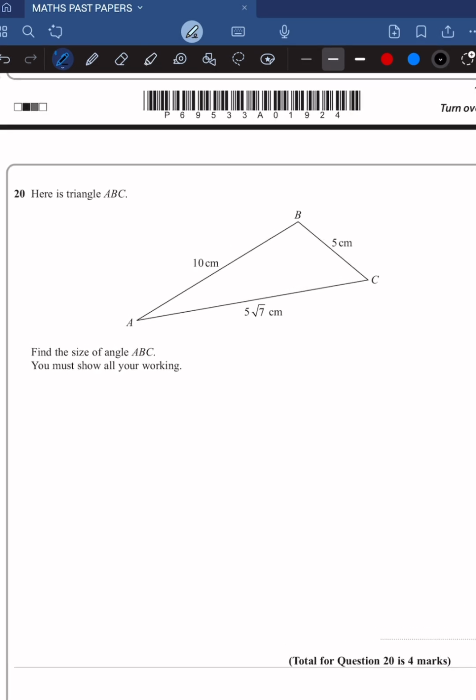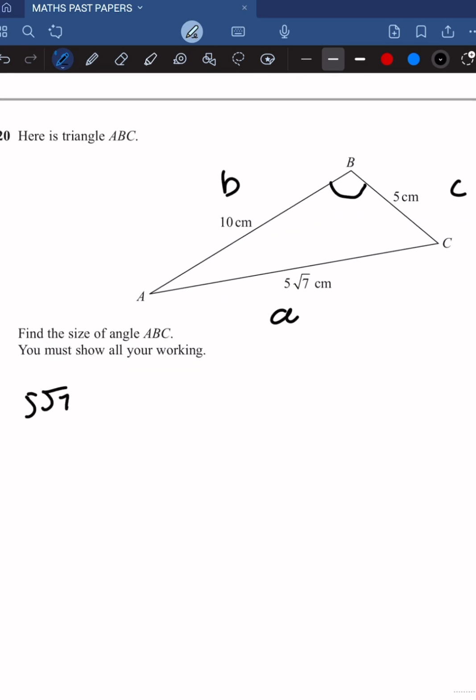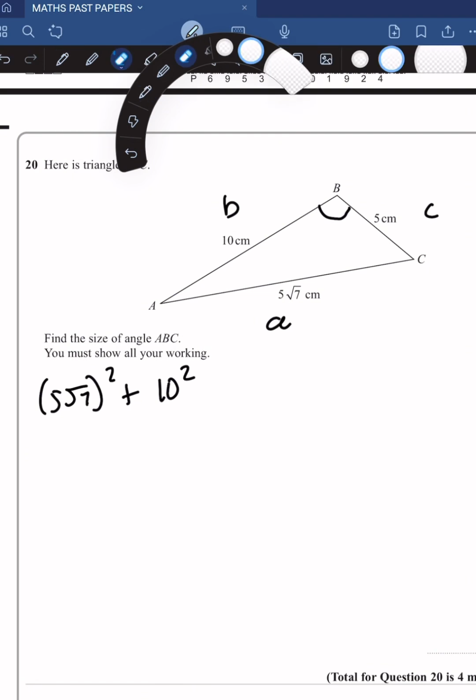Next one, here's a triangle ABC. Let's find the size of angle ABC. I already know it's going to be cosine, so let's call this ABC. Does not really matter. 5 root 7 squared plus 10 squared. Yeah, plus b squared. No, sorry. My bad, guys.